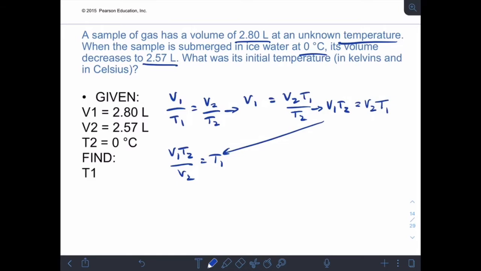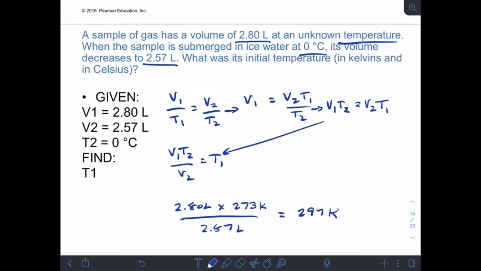Once I've rearranged the equation, remember our temperature needs to be in Kelvin, so I'm going to add 273 to 0 Celsius. So I'm going to have 2.8 liters times 273 K over my V2, which was 2.57 liters. So I end up with 297 Kelvin.